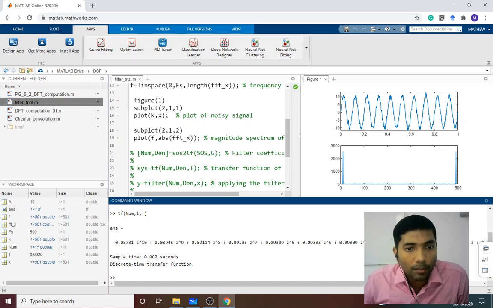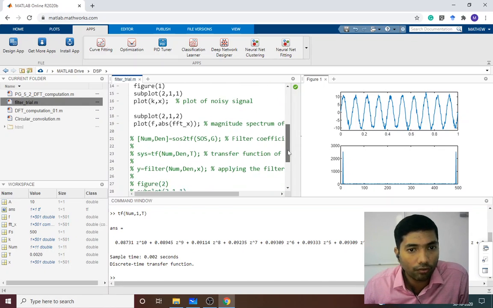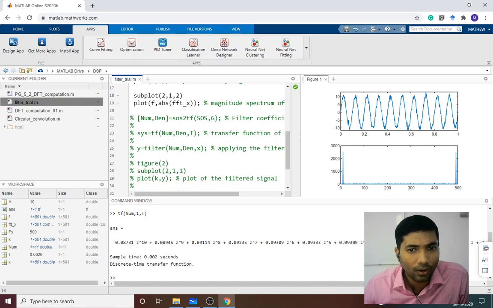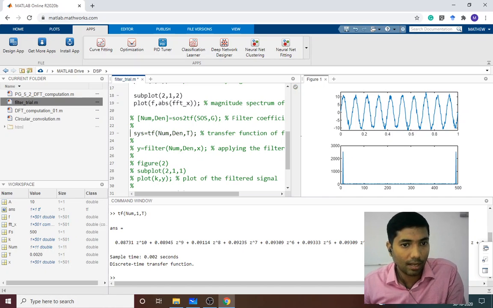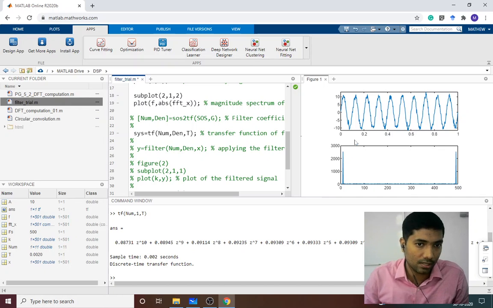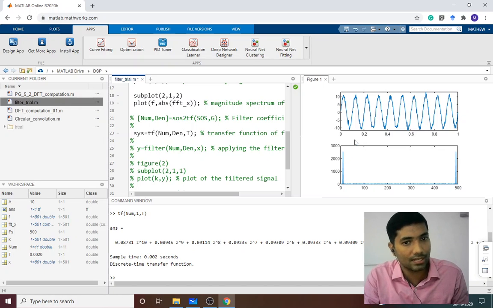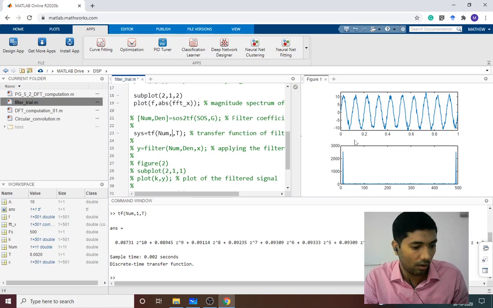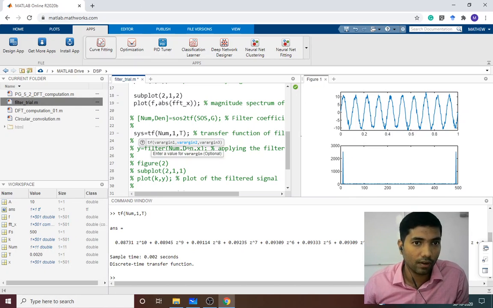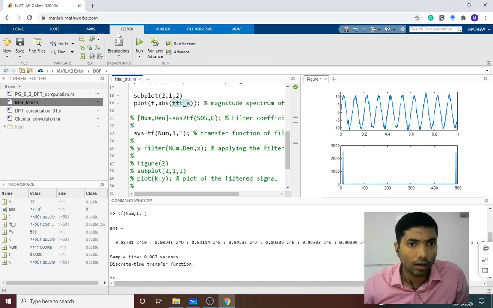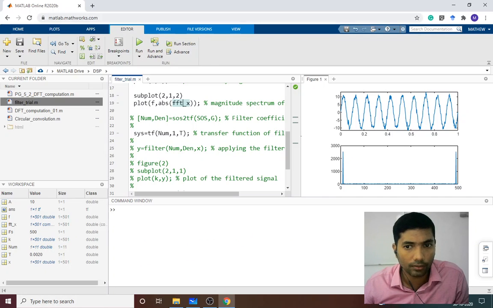Fine, so let me go back to the code for the moment. Don't worry about this command for the moment. This command is for the IIR filter. I will come to that later. And this is the command that I have defined now: sys is equal to, I use this to define a system, numerator comma 1 comma T, which will define the transfer function.